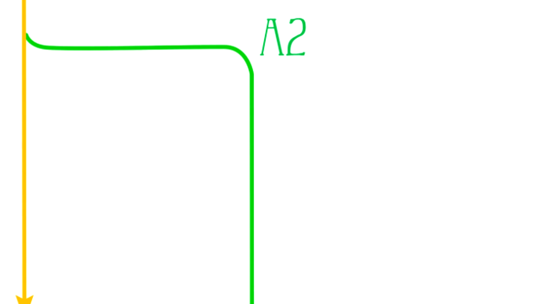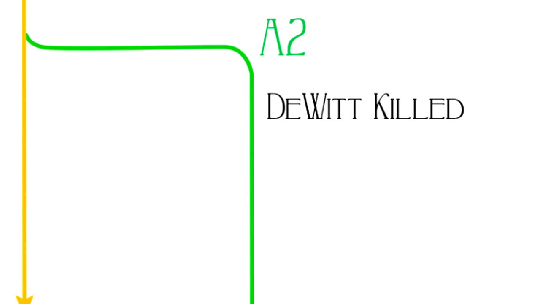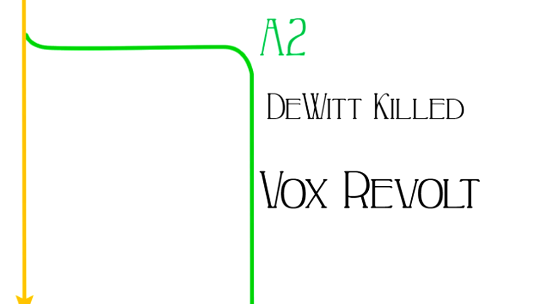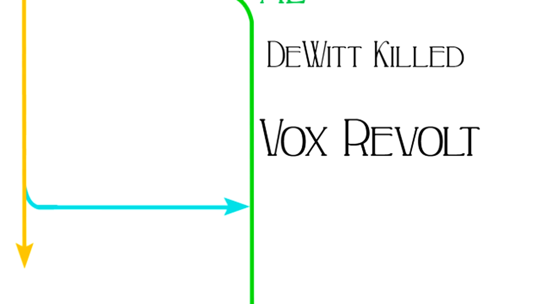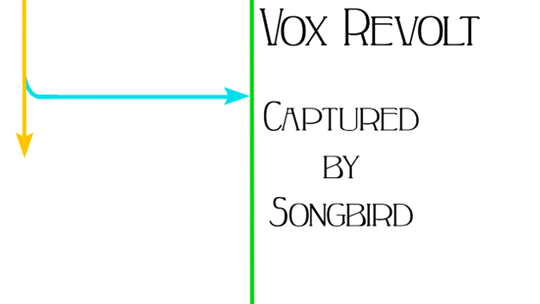In A2, DeWitt is killed and becomes a martyr for the Vox. Chen Lin's tools haven't been confiscated, and the Vox revolt. This is where you enter the universe. After further adventure, Elizabeth is captured by Songbird and taken to Comstock House.